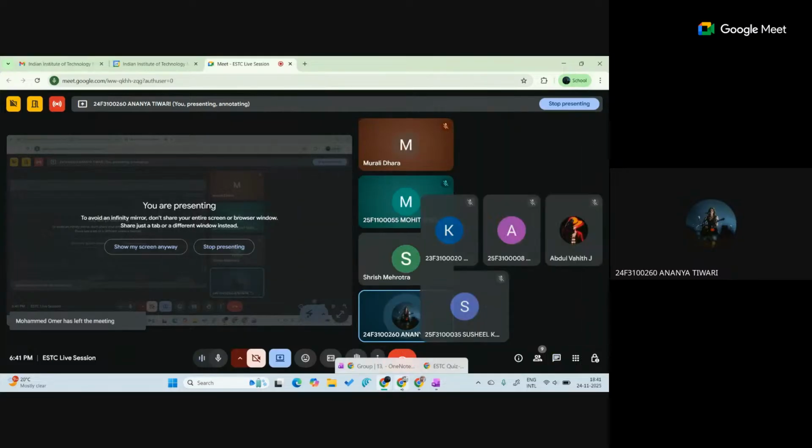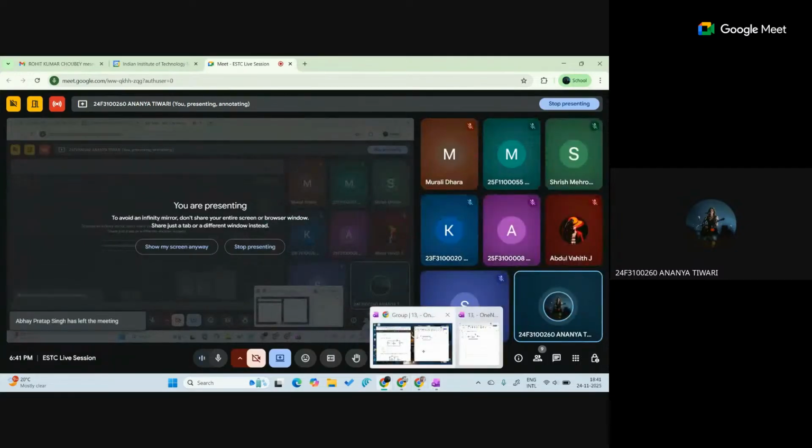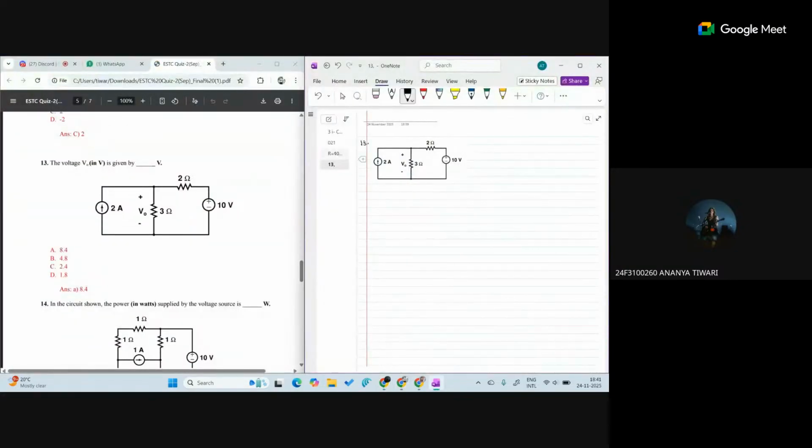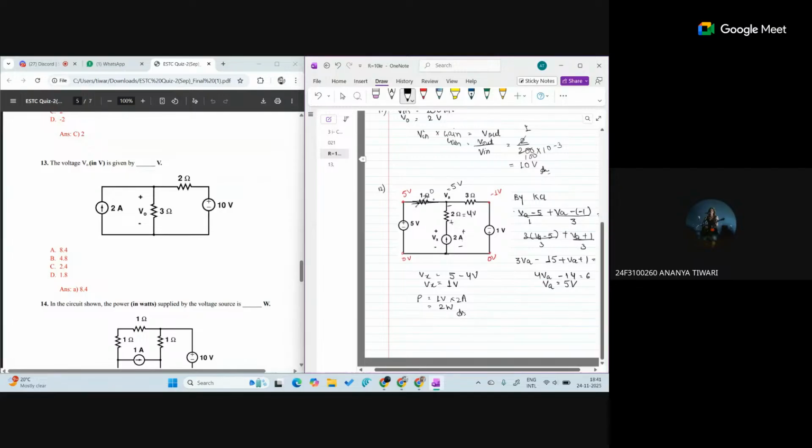Yes, but see in that question, this whole thing should be 0 because this is getting short circuited. Here I told na, this VA and this whole thing is getting short circuited. So whatever the voltage is here, it should be here also. So how can we make the voltage in the whole thing the same as this? Then we can say it.